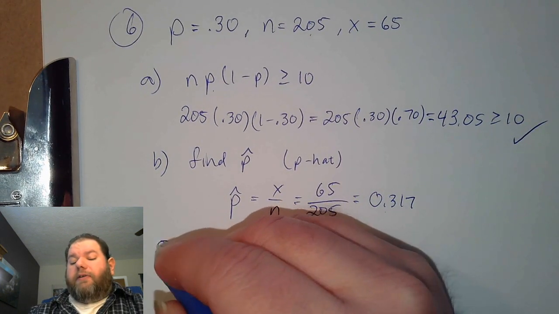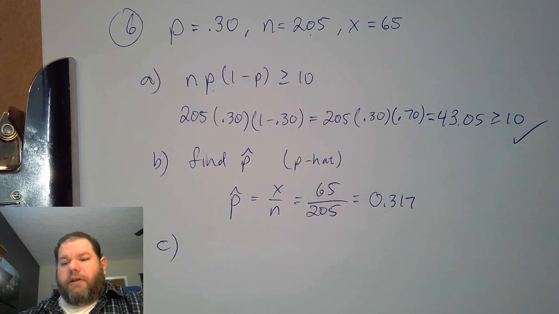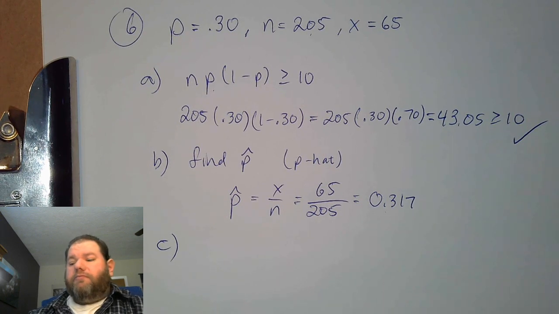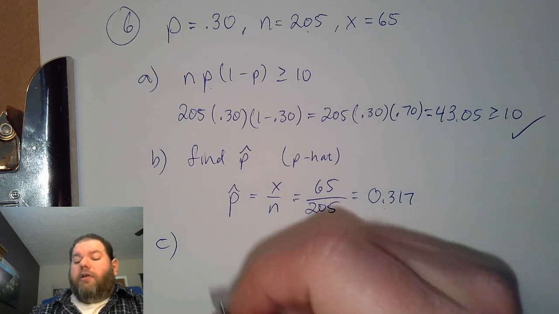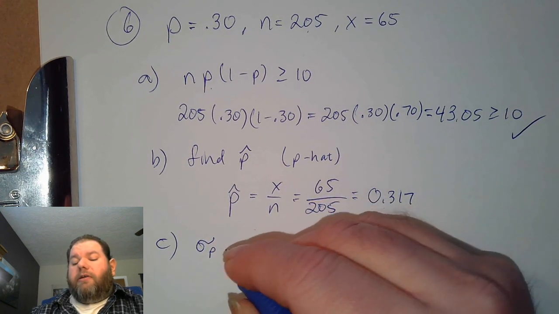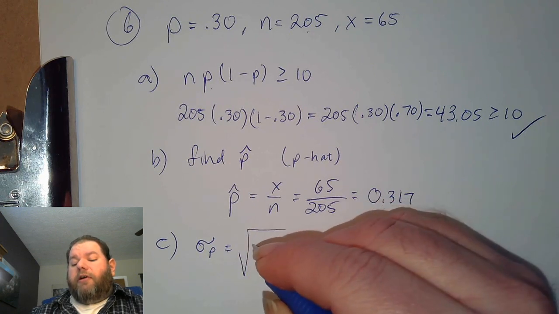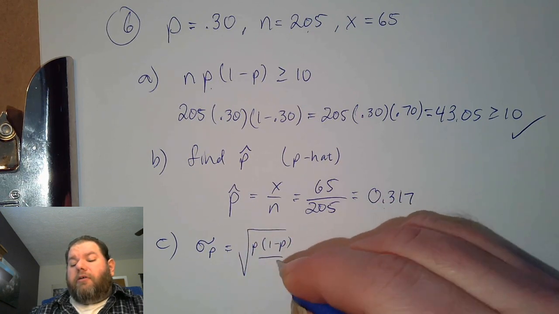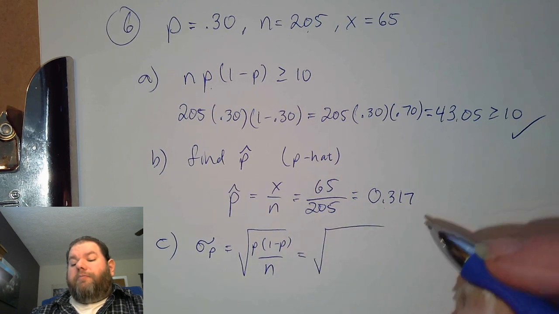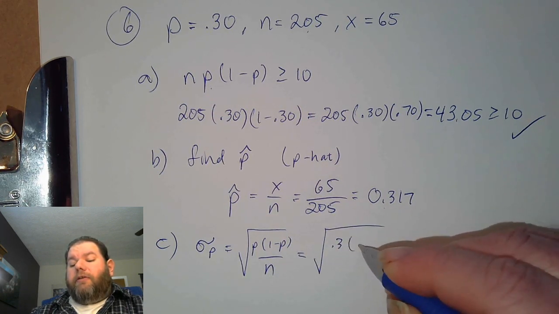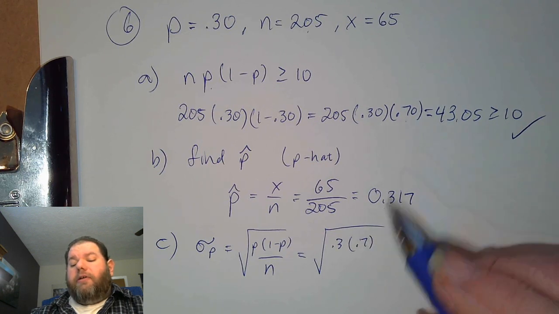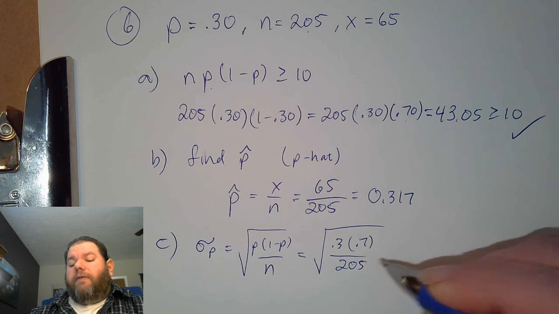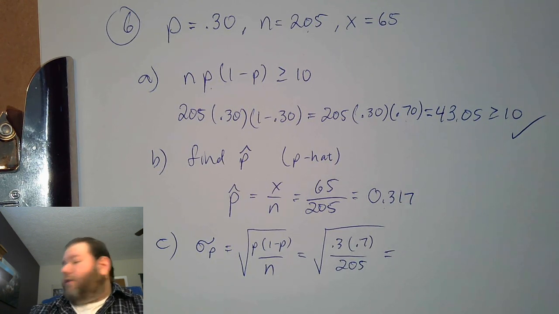Alright, so in part C, we want to find the standard deviation and calculate the z-score, and then find the probability that p hat is greater than 0.317. Now our standard deviation, sigma p, is square root of p times 1 minus p over n. Now, p is 0.3, 1 minus p is 0.7, as we already discovered, and n is 205. So we just need to calculate that, and we'll be okay.